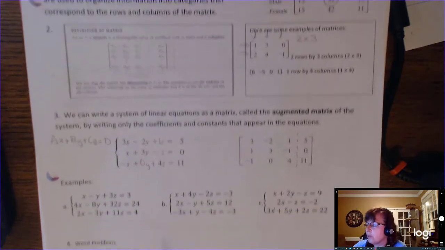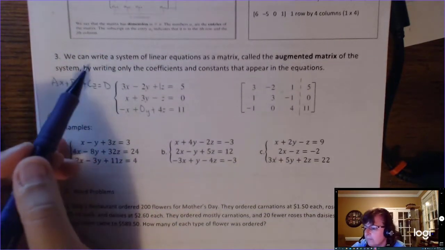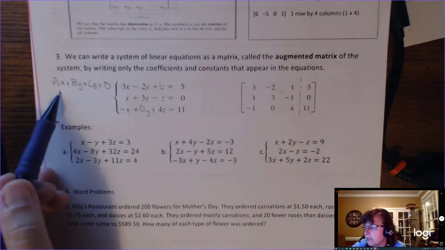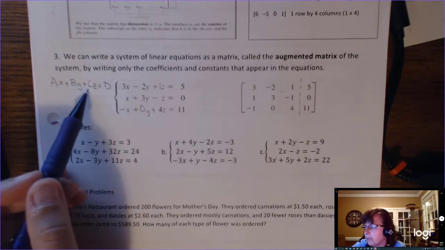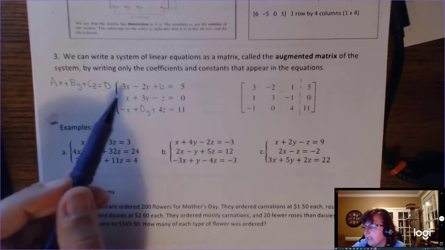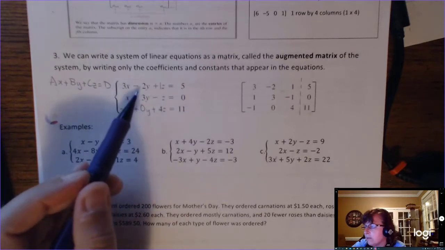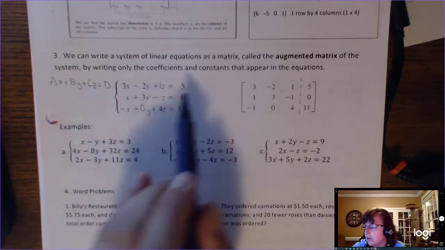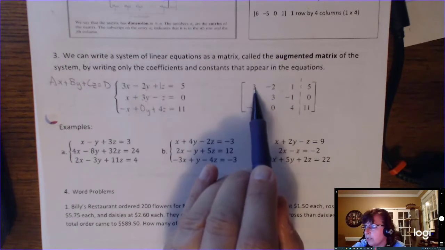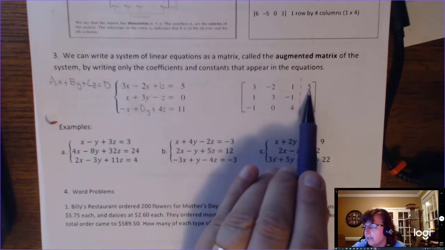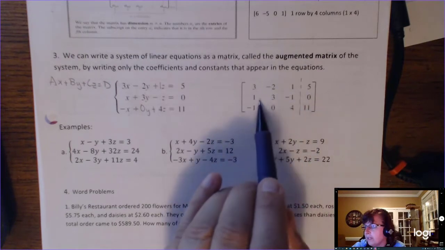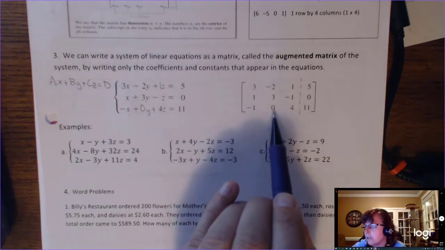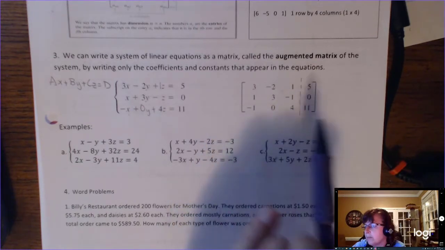Alright, so we can write a system in a matrix called an augmented matrix, but you need to make sure your system is in standard form, ax plus by plus cz equals d, and if you're missing a variable, you need to put the placeholder 0 in. So what you would do is just take the coefficients. For equation 1: 3, -2, 1, and then the constant 5. Then 1, 3, -1, and then constant 0. Then -1, 0, 4, 11. This is called an augmented matrix.